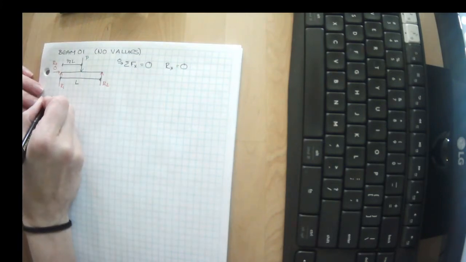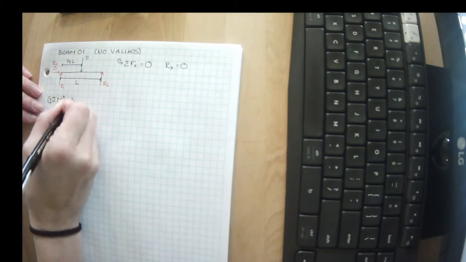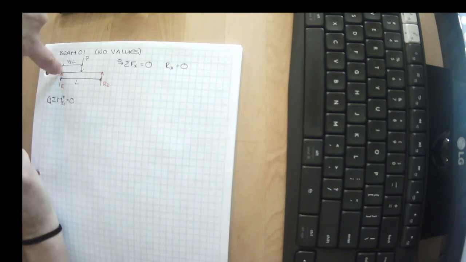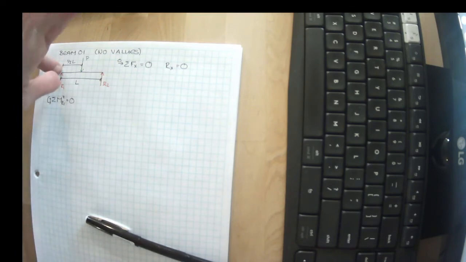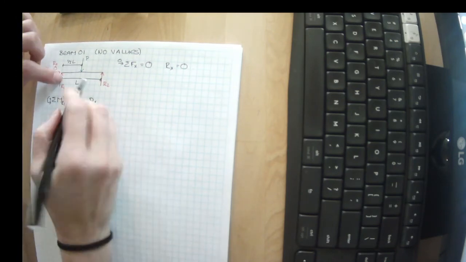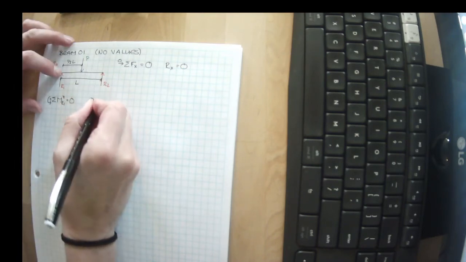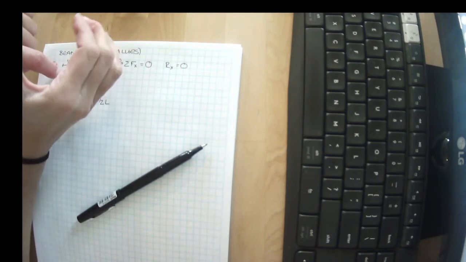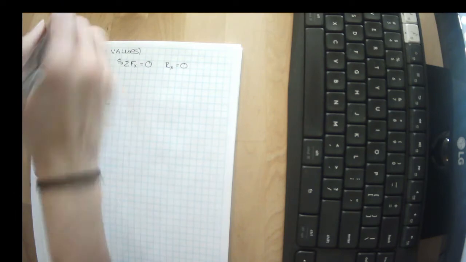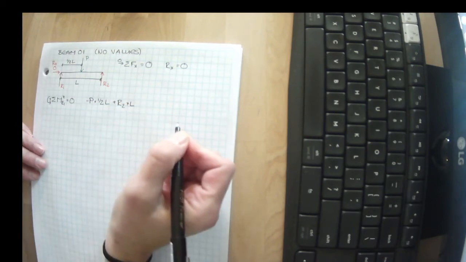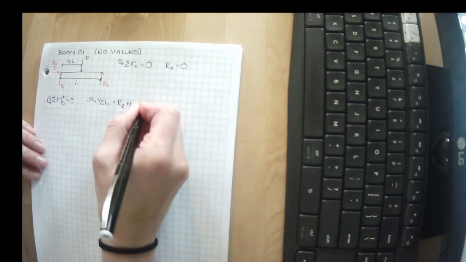Let's now sum the moments with everything in that direction being positive, about the z-axis, and let's pick R1. So I'm putting my thumbtack right here. I have P trying to spin it in what I call the negative direction. So minus P times the distance it is away from the spot I'm trying to spin about, or 1/2 L. I've got R2 trying to spin it in that direction. My fingers are curling in that direction, or plus R2. And R2 is L away. There's nothing else causing it to spin.